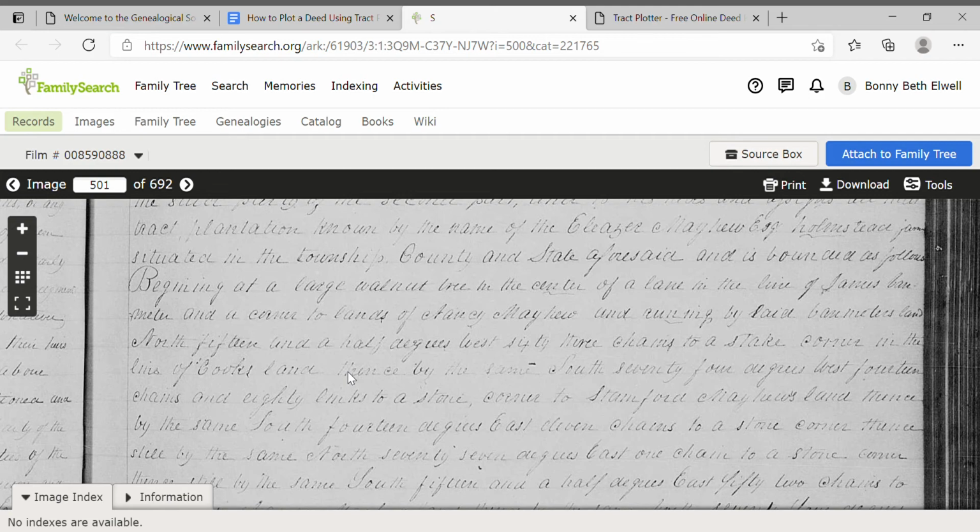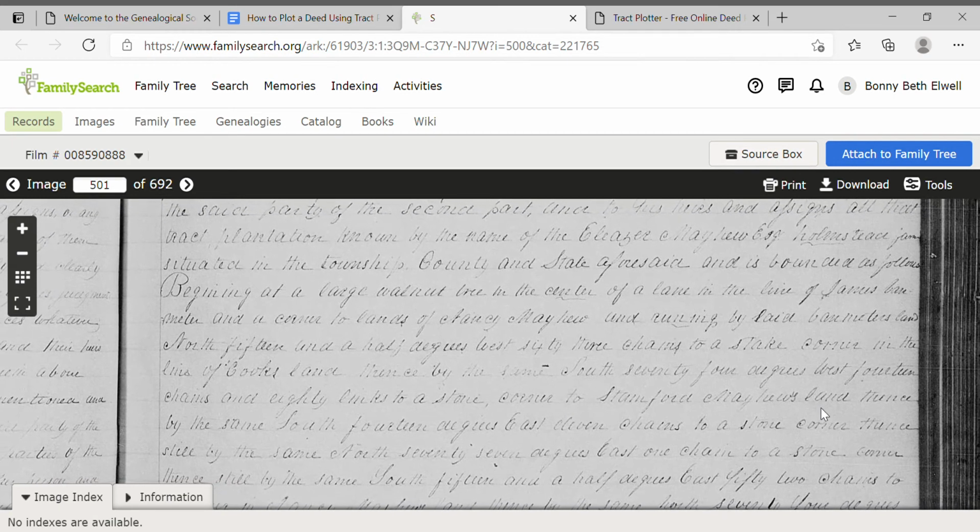Again, we have the same pattern. Thence, from that starting point, by the same, that tells us what land we're going next to, which in this case is Cook's land. South, that tells us the direction. 74 degrees, that tells us the degrees. West, that tells us the bearing. 14 chains and 80 links, that tells us the distance. To a stone, there's our ending point, and it describes it further as the corner to Stanford Mayhew's land.